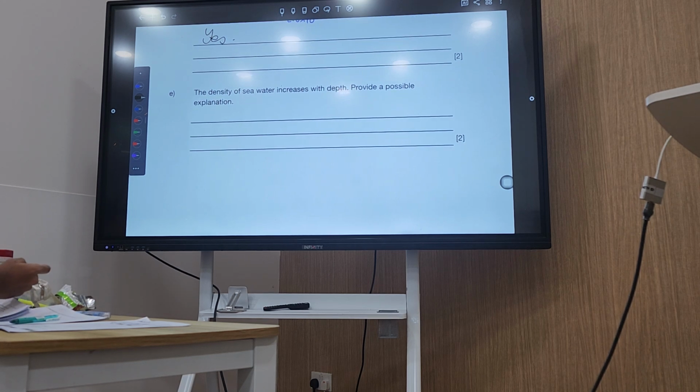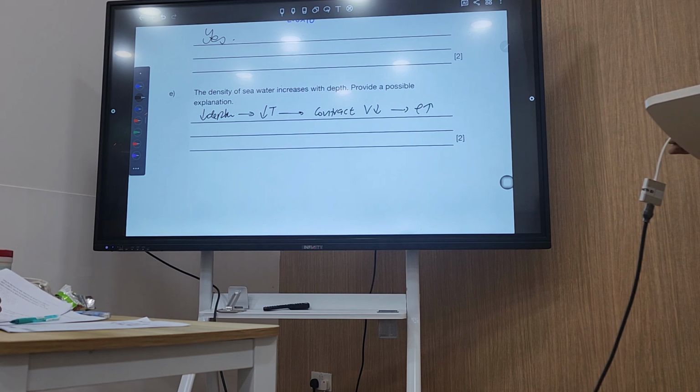So the explanation is, with greater depth there's lower temperature. Colder as you go further away from the surface. Lower temperature means what? Contract. Okay, volume decreases, density increases. I will not bother you with another explanation.